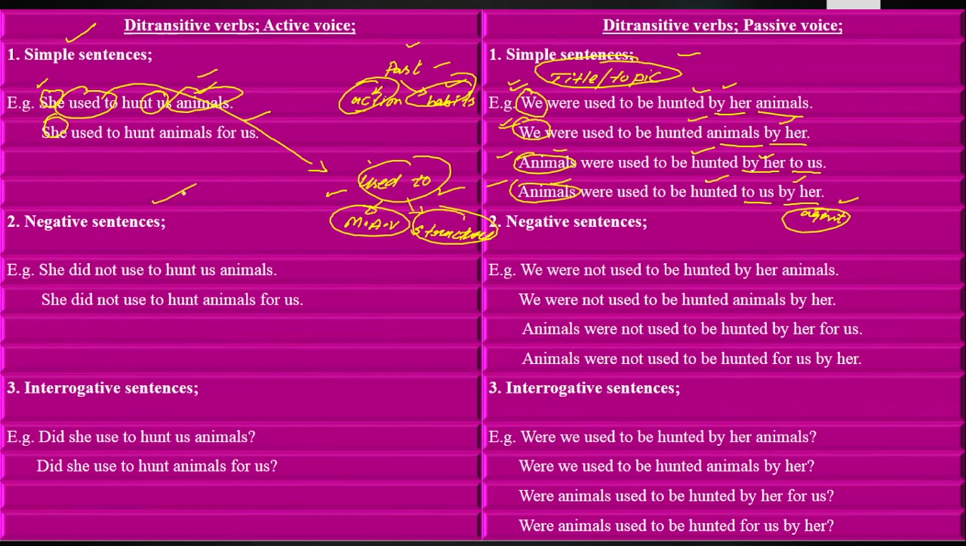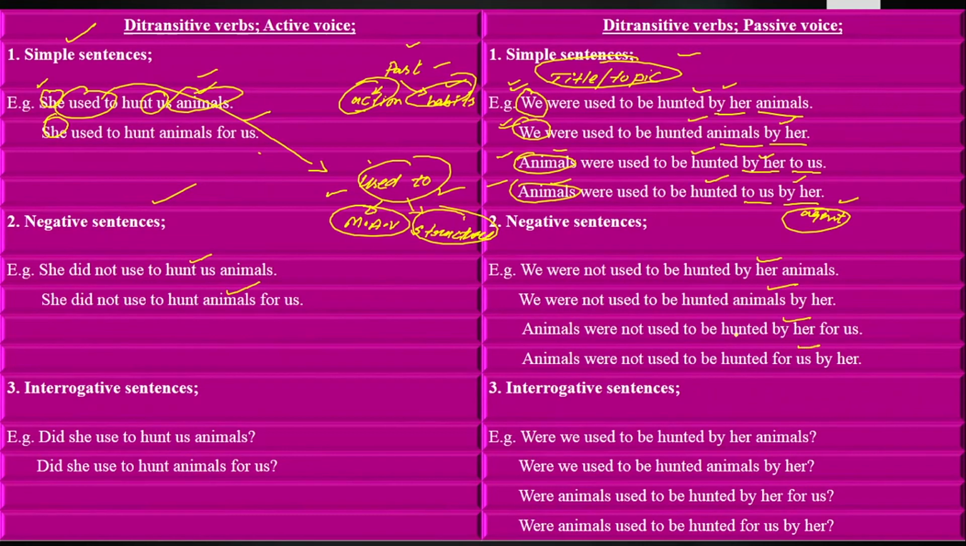Next we have got negative sentences. Those sentences in which we deny the statement, reject the statement, refuse the statement are called negative sentences. She did not used to hunt us animals, she did not used to hunt animals for us. We were not used to be hunted by her animals, we were not used to be hunted animals by her. Animals were not used to be hunted by her for us, animals were not used to be hunted for us by her.